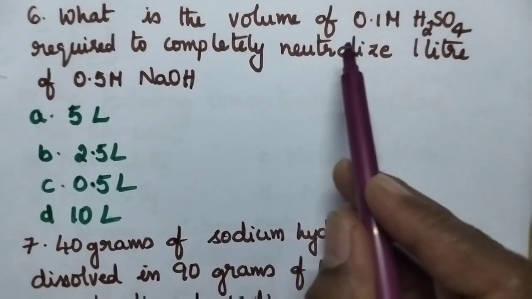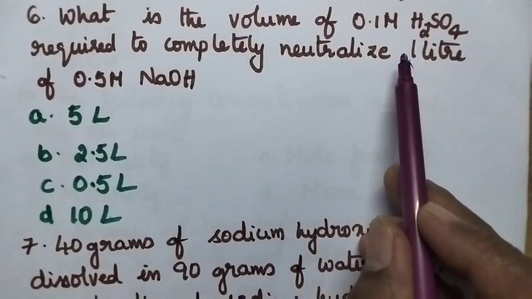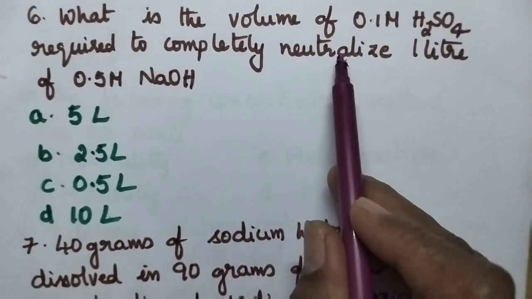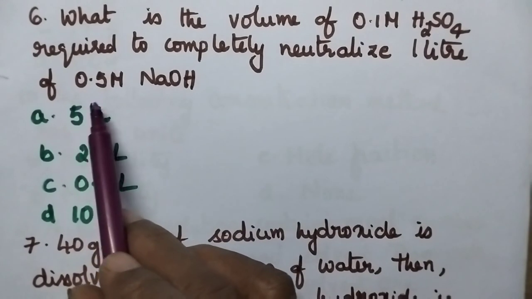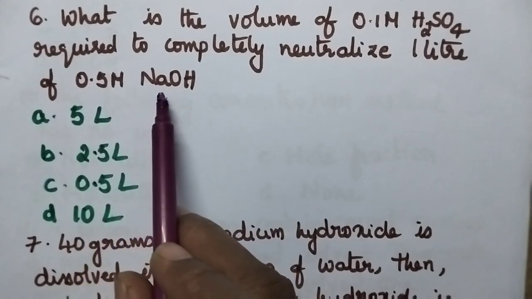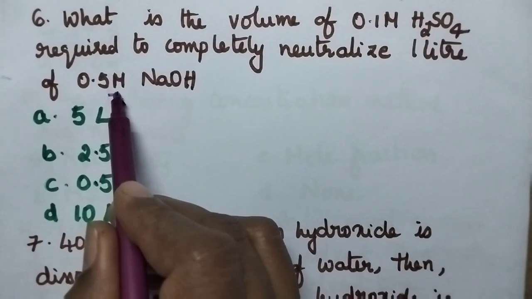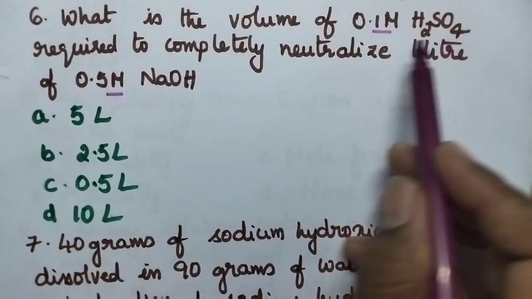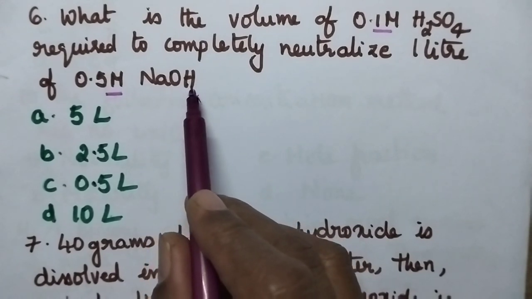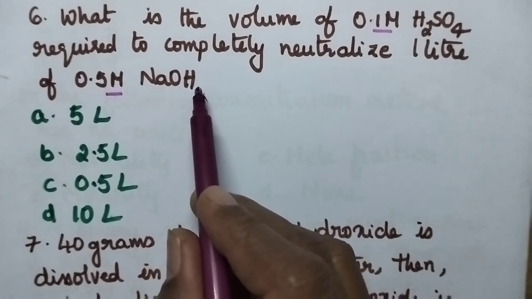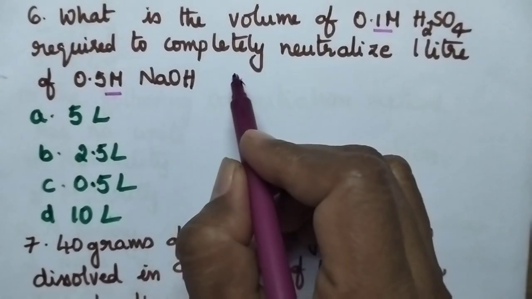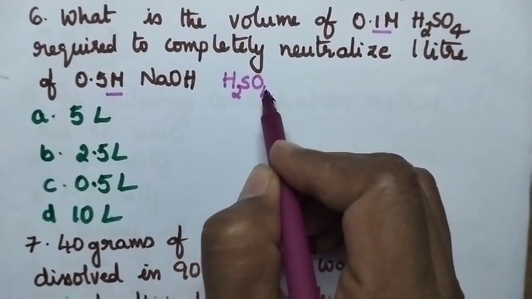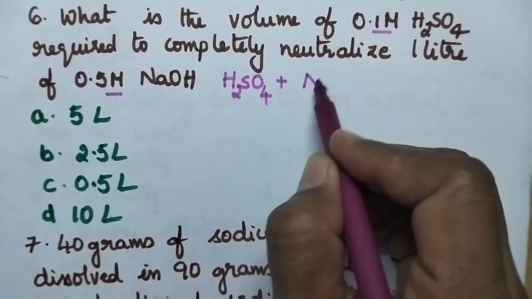What is the volume of 0.1 molar sulfuric acid required to completely neutralize 1 liter of 0.5 molar NaOH? So here the concentration is expressed in terms of molarity, and here sulfuric acid is titrated against NaOH solution. So it is best example for acid base titration. So let us calculate how many moles of acid is required to neutralize sodium hydroxide.